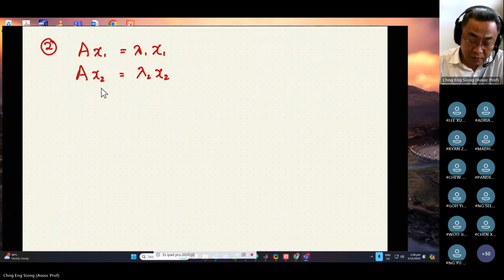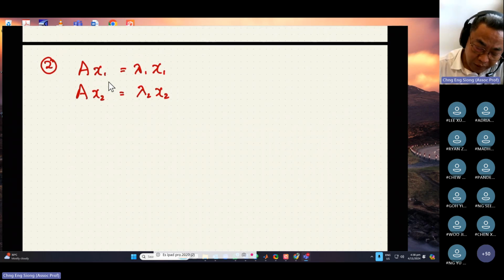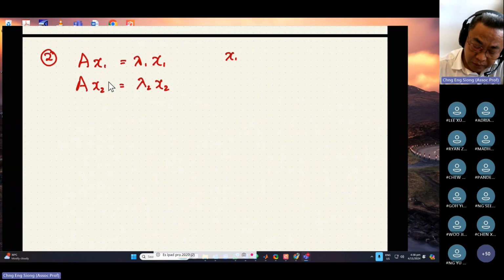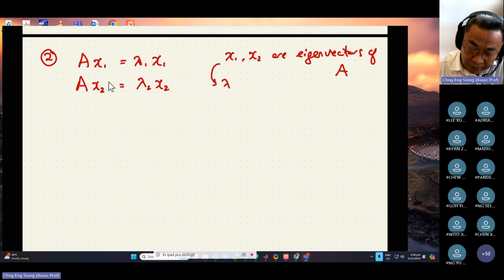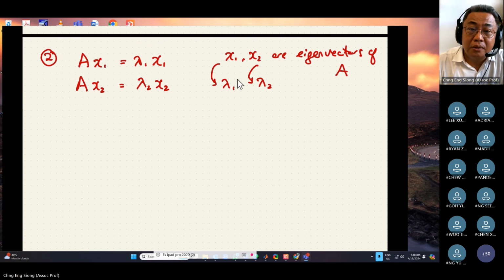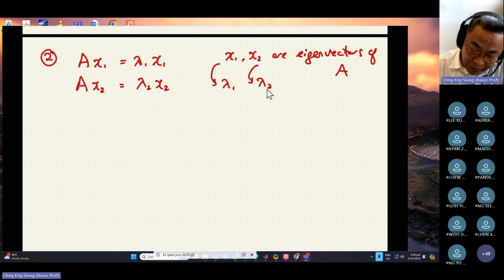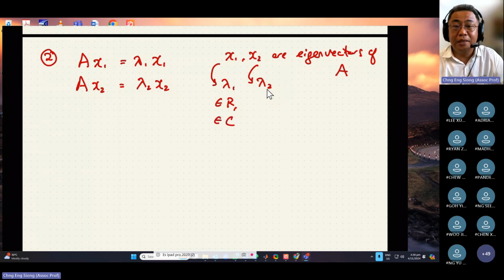Now, when we write this way, we are saying that x1, x2 are eigenvectors of A. But when we talk about eigenvectors, we must tell you the corresponding eigenvalue. So when we do A multiplied by x1, it will be scaled by lambda 1. When we do A multiplied by x2, it will be scaled by lambda 2. And lambda 1 and lambda 2 can be real, can be complex. Okay, later on you'll realize.